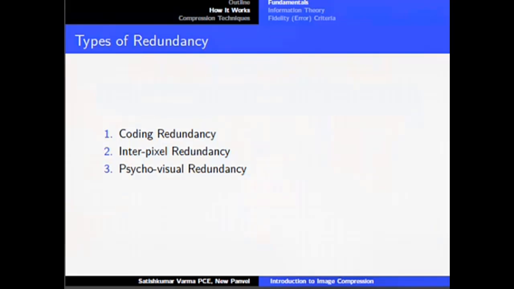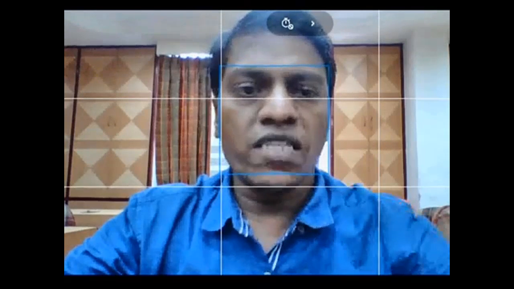Psychovisual redundancy is due to the inability of our naked eyes to perceive it and distinguish the actual difference between the original image and the compressed image. Psychovisual redundancy can be exploited using improved grayscale quantization. In this video, we will see how interpixel redundancy and psychovisual redundancy are exploited using run length encoding and improved grayscale quantization respectively.